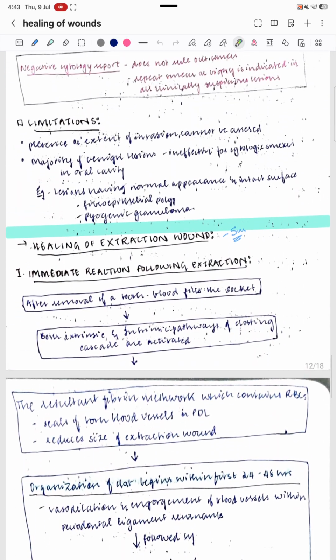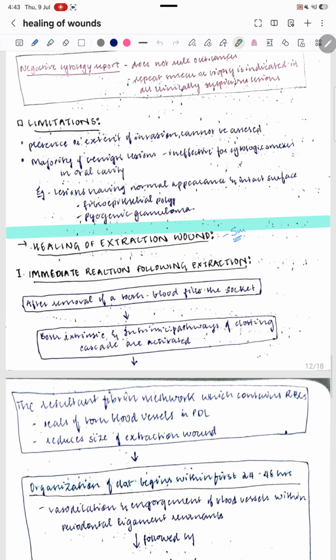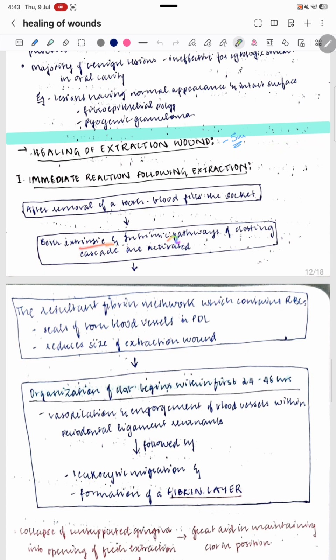Right, so starting with healing of extraction wound. First, healing immediately occurs by removal of the tooth. You extract the tooth from the tooth socket, and then once the extraction is done, the tooth socket is filled with blood. Then the intrinsic and extrinsic pathways of the clotting cascade are activated as soon as the blood fills the socket.